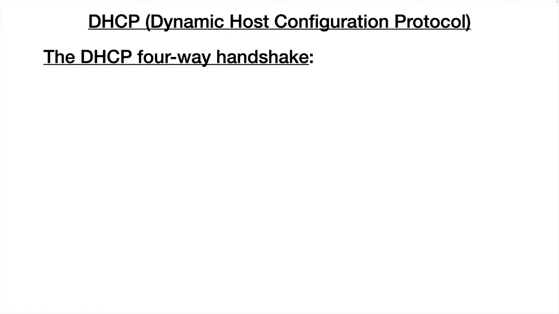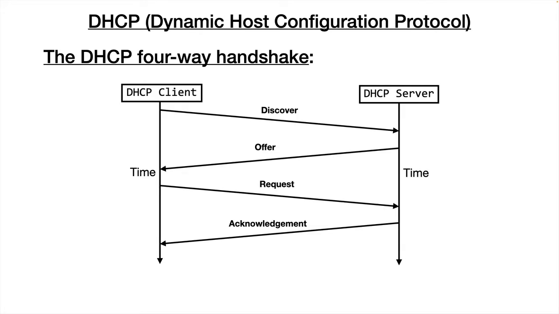DHCP has something called a four-way handshake, and it looks like this. A DHCP client will send a discover, and hopefully a DHCP server responds and says, I'm going to offer you this IP address. And then the DHCP client, if it's happy with that, turns around and says, hey, I'd like to have this IP address that you just offered to me. And the DHCP server would come back and acknowledge that.